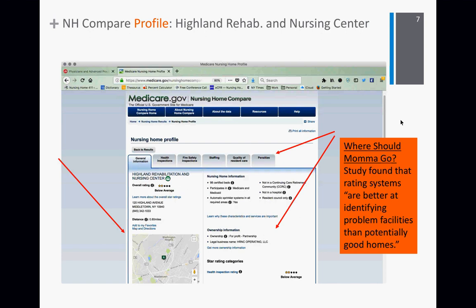Lastly, on this slide, Nursing Home Compare also includes ownership information. So you can see this nursing home, and I just picked it randomly when I did this search. It's a for-profit nursing home, and it provides here the legal business name of the nursing home, HRNC, operating as a limited liability company. We see that a lot, especially in New York, that nursing homes are owned by limited liability companies. We'll talk a little bit more about ownership later on.